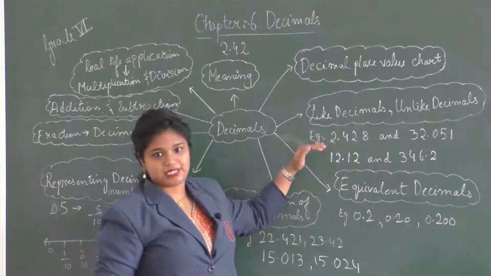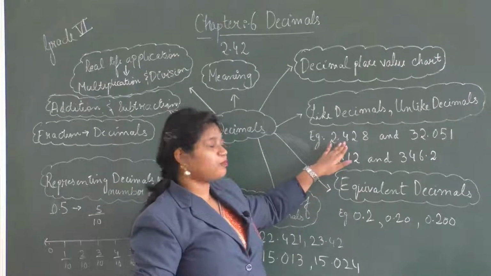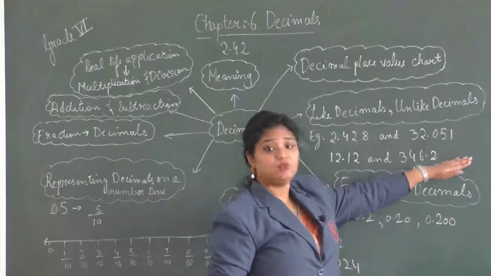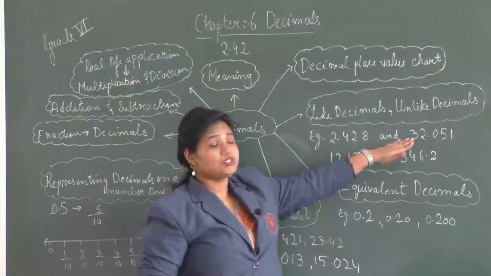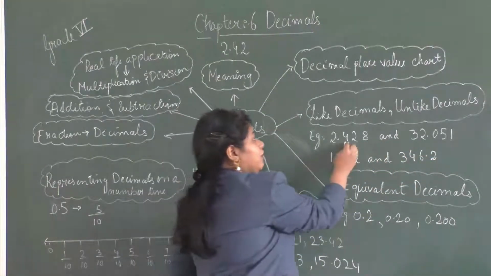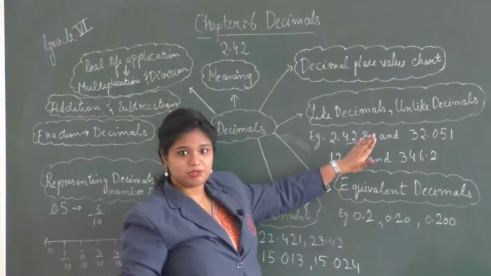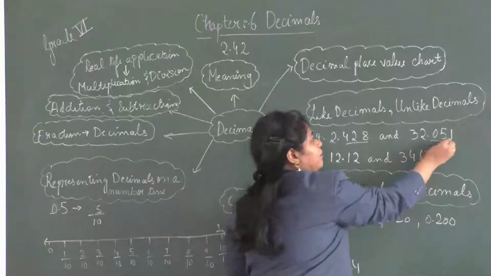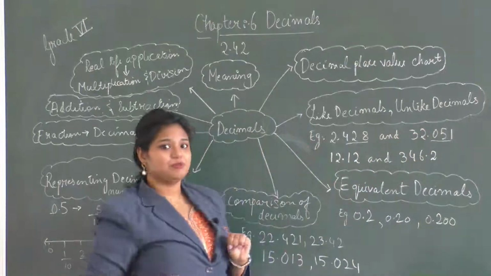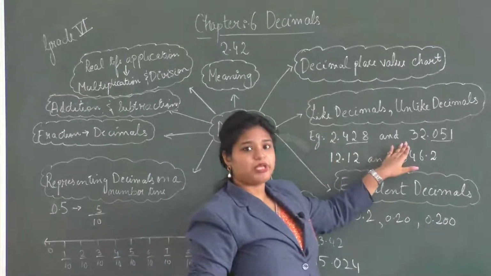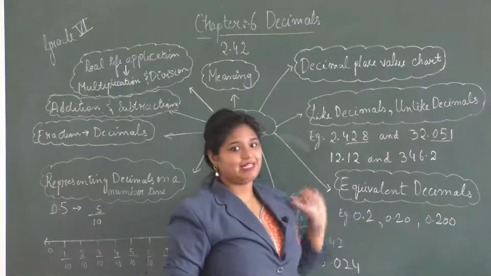Let's look at the first example. The number is 2.428 and 32.051. Now if we observe these two numbers and look at the number of decimal places, in the first number we have 3 decimal places and in the second number also we have 3 decimal places. So 2.428 and 32.051 are like decimals.